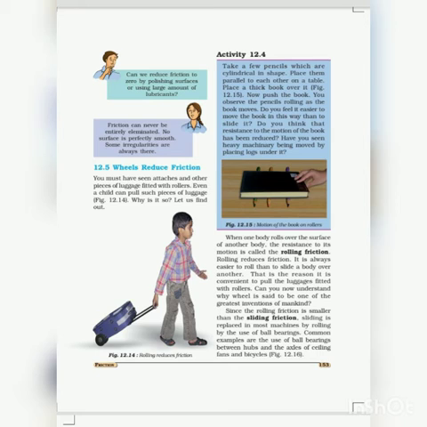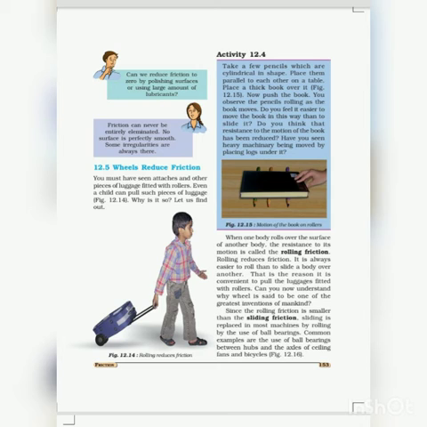When one body rolls over the surface of another body, the resistance to its motion is called rolling friction. Students, we have already studied about static friction, a friction offered when an object is at rest, that means which is not moving. A friction between the object and the ground. So this friction is static friction.